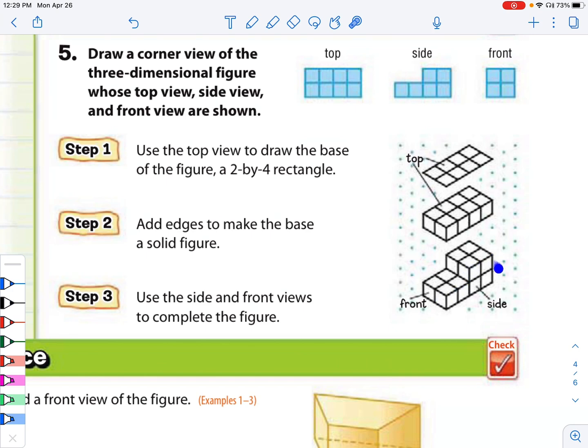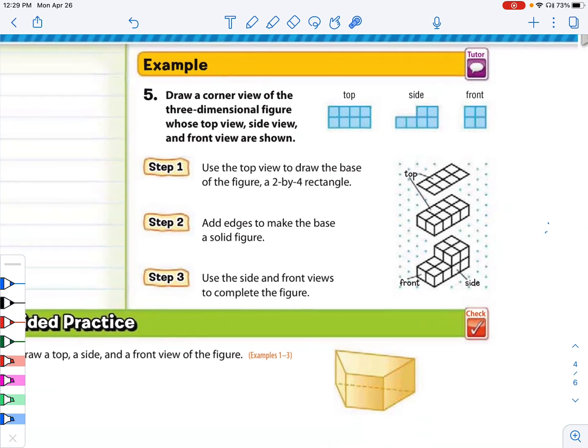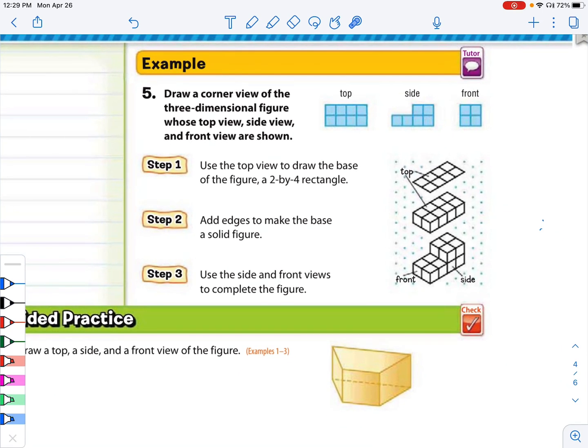This is our side view. 4 down, 2 up, 4 down, 2 up, and this is the front view. When you look at the front, it's simply these 2 that you see, these 4 square units. Do the last problem, and let's see if you understand example number 5, and that's the end of our lesson. Thank you for watching.